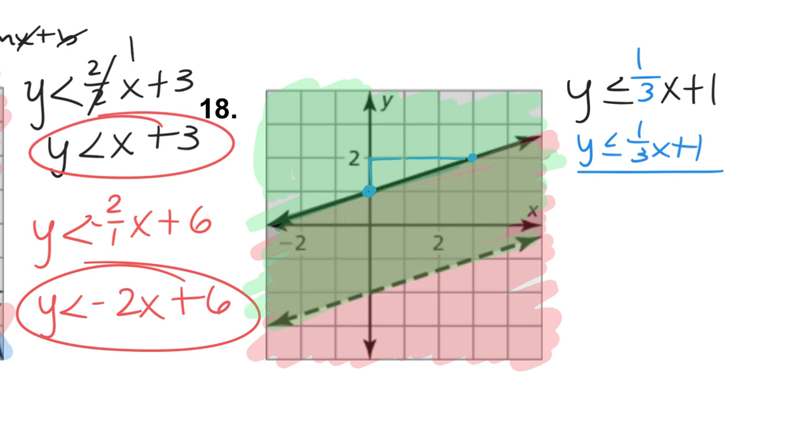Correct? The dash means everything above the dash line is shaded, so it's going to be y is greater than. My y-intercept is negative what? That's -2. We know we have an x here.